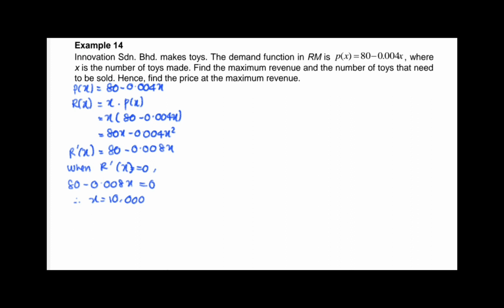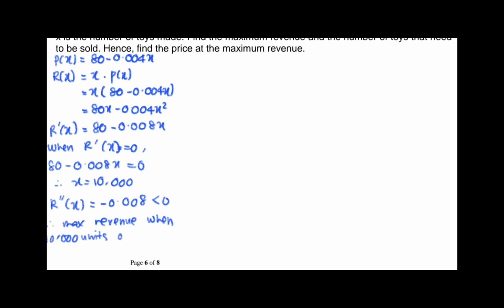So, we find the second derivative R double prime of x, which is equal to negative 0.008, which is less than 0. Therefore, we can say that the maximum revenue occurs when 10,000 units of toys were sold. Okay.